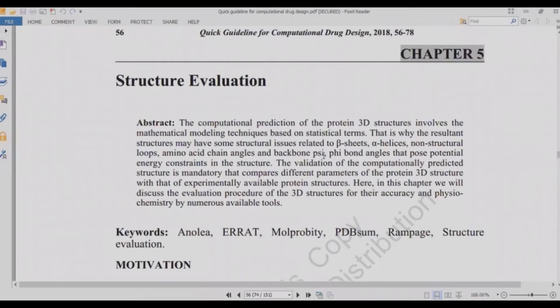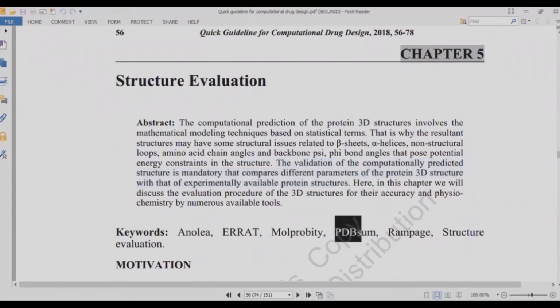Number 5. This portion is an interesting one, which I highlighted. The validation of the computationally predicted structure is mandatory. Now, the answer is also here: why is it mandatory? That compares different parameters of the protein three-dimensional structure with that of an experimentally available protein structure.